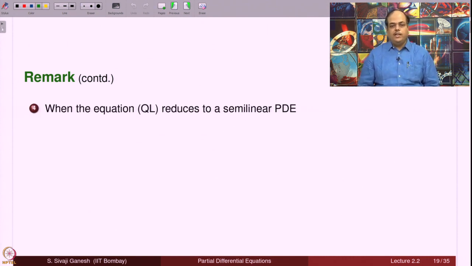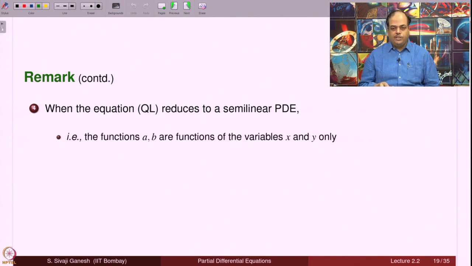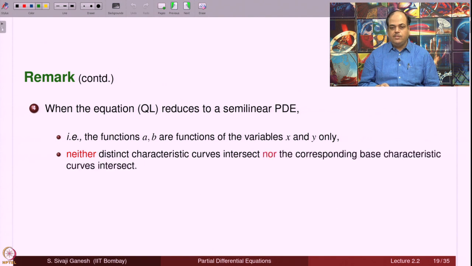So, when the quasi-linear equation reduces to a semilinear equation, what happens? A, B are not functions of the third variable anymore, they depend only on the x and y variables. Then neither distinct characteristic curves intersect, that we know even for quasi-linear equations, nor the corresponding base characteristic curves intersect. Because what is a base characteristic curve? It is a projection of the characteristic curve to omega 2. But solutions of which equations?